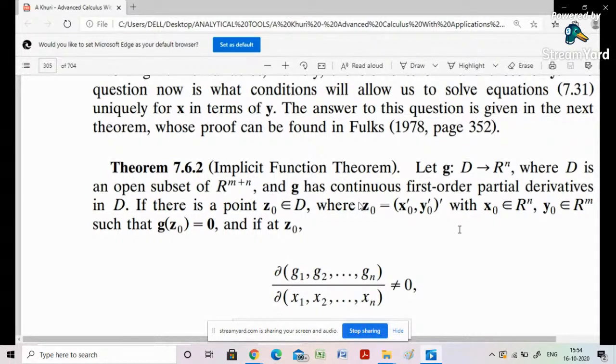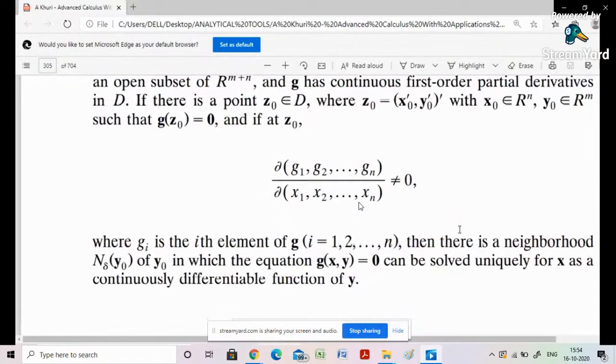Okay. The next condition is, if at z0, the determinant ∂(g1, g2, ..., gn)/∂(x1, x2, ..., xn) is not equal to 0. We are not differentiating with respect to y. We are differentiating with respect to x only. So ∂(g1, g2, ..., gn)/∂(x1, x2, ..., xn) is not equal to 0, where gi is the ith element of g.